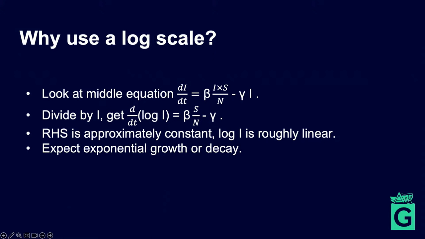So if we look at what this story is telling us, what this story is telling us is that the log of the number of infected people is the right unit in which to be thinking. That instead of thinking about the rate at which the number of infected people changes, we should think about the rate at which the log of the number of infected people changes. That's a more natural thing. And the point is that, roughly speaking, this right-hand side is constant.